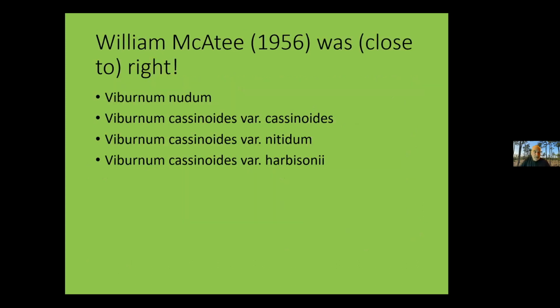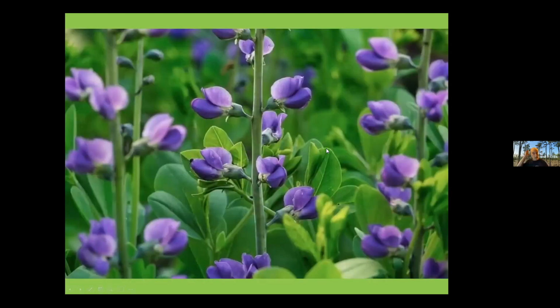So it turns out that a bird watcher, William McAtee, who published a monograph of Viburnum in 1956, privately published by the author in Chapel Hill, North Carolina, was pretty much right way back in the 1950s. He had Viburnum nudum and then 3 varieties of cassinoides: var. cassinoides, which corresponds to Beth's cassinoides, and then the other 2 varieties, nitidum, a coastal plain form, and harbisonii, some isolated mountain populations, that correspond to her Viburnum nitidum. So this was based only, of course, on morphology. He distinguished that these things were good taxa.